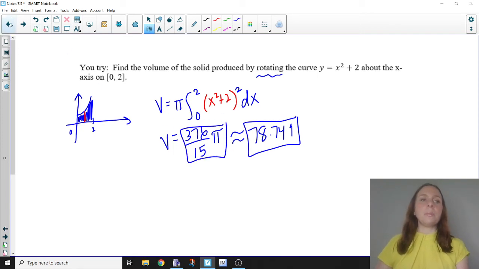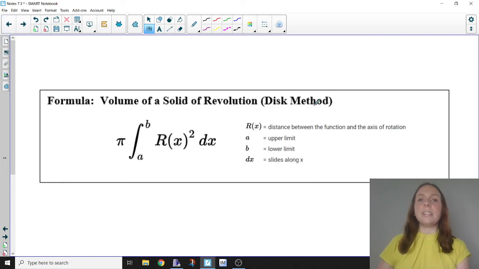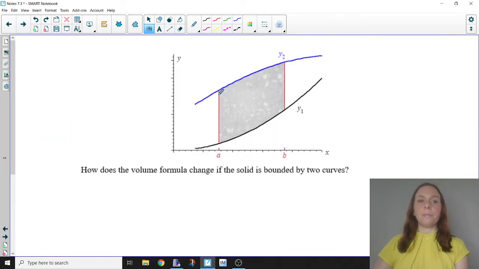So these examples, again, are what we call the disk method. But take a look at the next question in your notes. How does the volume formula change if the solid is bounded by two curves? Notice here we have a curve called y1 and a curve called y2. Well, you may remember from the last section that whenever we find area between two curves, we take the integral of the upper function minus the lower function, right?